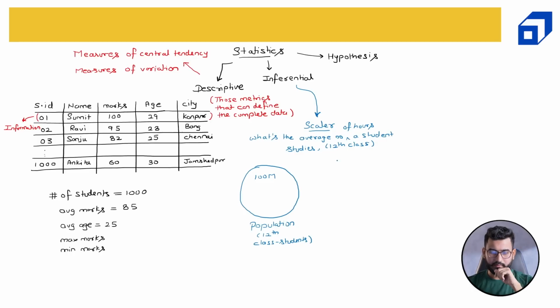So let's say the entity Scalar is performing this survey. They will reach out to each and every student. They will ask whether the particular student studies for 1 hour, 2 hours, 3 hours, 4 hours, or maybe n hours. Then the Scalar team will collect the data. So let's say we have the data of student number 1, student number 2, student number 3, and so on till student number 100 million. Now once we have this data, we will take the average, and that is basically the output that I'm looking for.